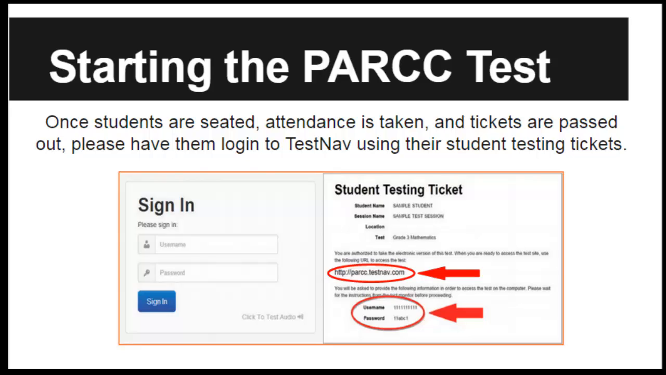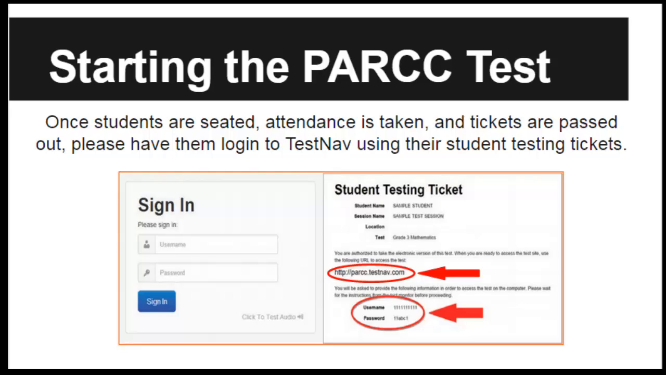Now, the first time they do this, they will have to choose Illinois. So there's a drop-down menu. It asks them which test they're taking. Have them choose Illinois, click Continue, and then that will bring them to the screen that you're seeing here, the sign-in screen. And for that sign-in screen, it is not their district login. It is the sign-in that they will have on their individual student testing ticket.